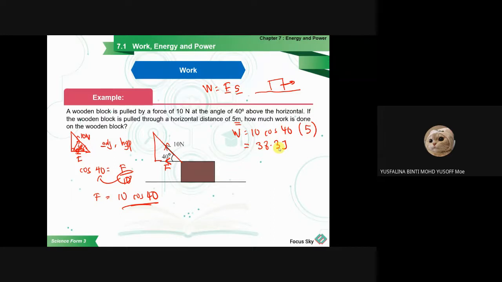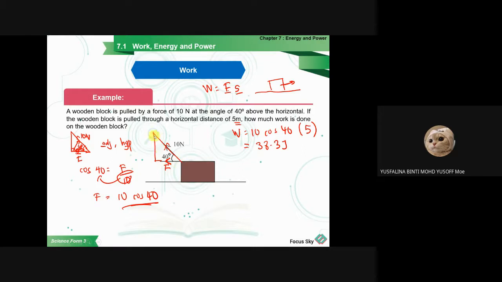So if the force is not in a straight line, you have to find the F first. Because this one moves in a straight line, right? Even if you pull a wooden block in this way, the block will still move in this way, right? So that means you have to find F here.